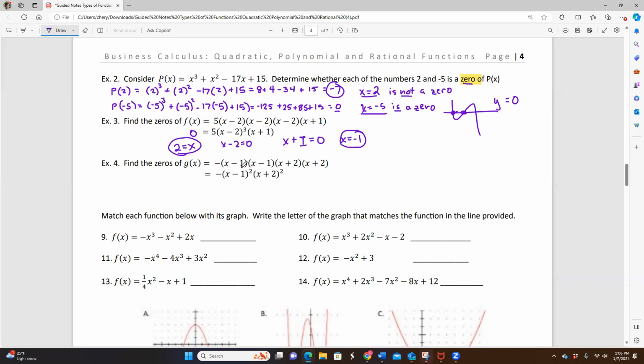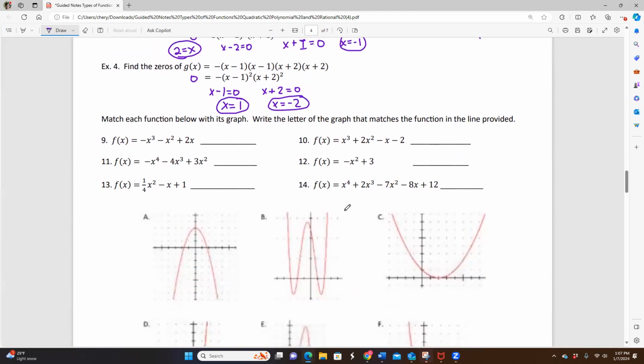Similarly, in example 4, we have a function g of x, which is defined in factored form by a negative x plus x minus 1 times x minus 1 times x plus 2 times x plus 2. Setting this equal to 0 would once again yield that either the x minus 1 equals 0 or the x plus 2 equals 0. Solving this, we would add 1 to both sides and get x equals 1, or subtract 2 from both sides to get x equals -2, and those would be our zeros of our function g of x.